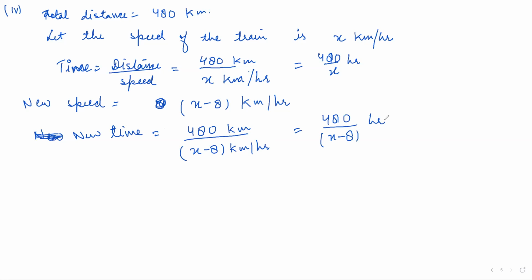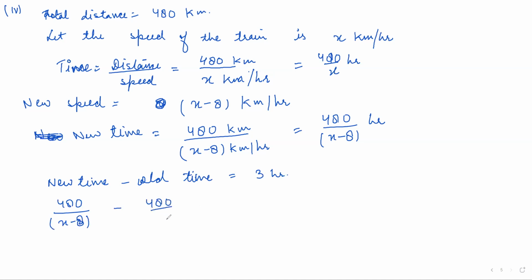Now, what is the question saying? If the speed had been 8 km less, then it would have taken 3 hours more to cover the same distance. That means the new time is 3 hours more than the previous time. Got it? Yes, ma'am. So new time minus old time should be equal to 3 hours. So 480 divided by x minus 8, minus 480 divided by x, should give 3.